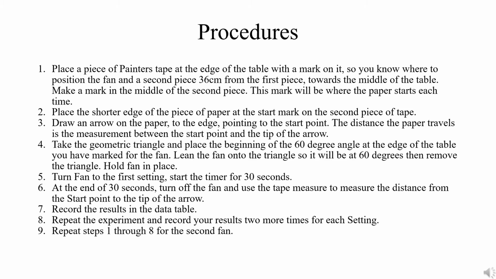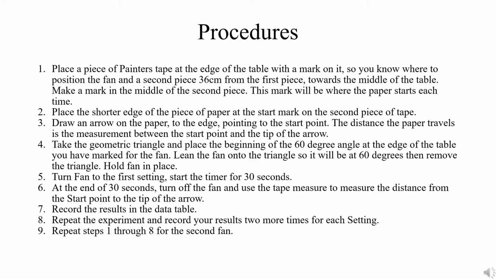4. Take the geometric triangle and place the beginning of the 60-degree angle at the edge of the table you have marked for the fan. Lean the fan onto the triangle so it will be at 60 degrees, then remove the triangle. Hold the fan in place.